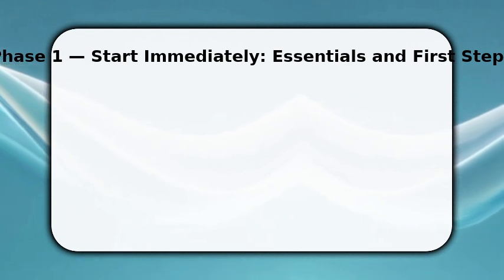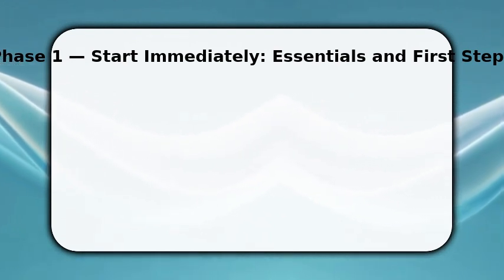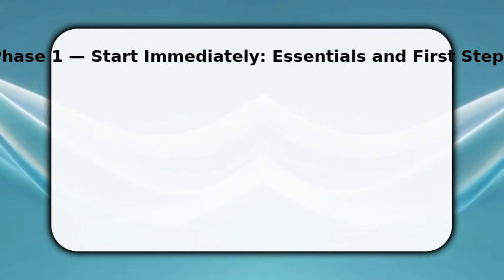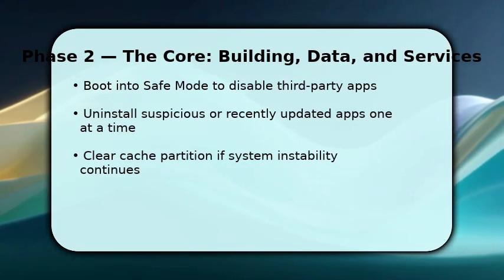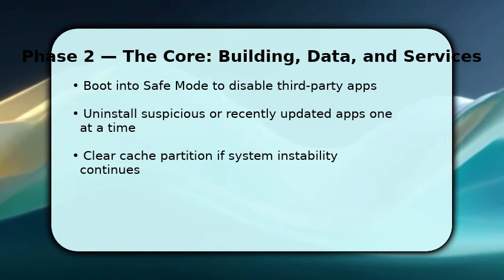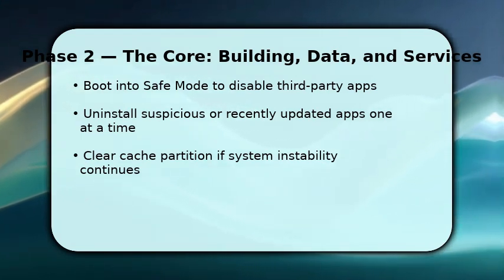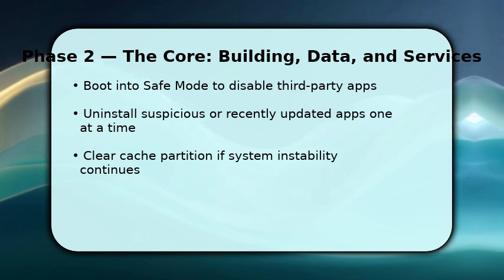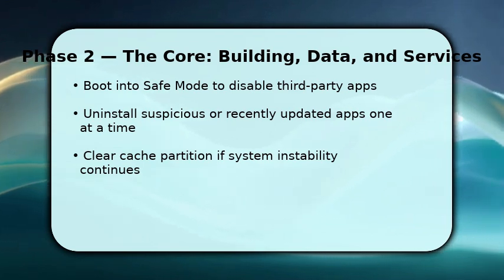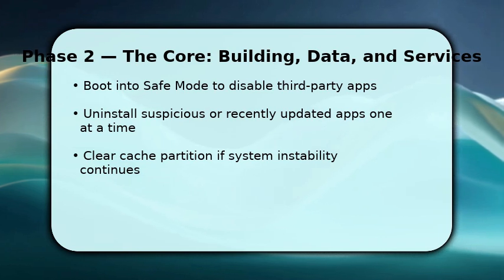Once in safe mode, third-party apps are disabled so you can isolate causes. You boot into safe mode by holding the power menu and long pressing power off, or using the hardware method for your model. Follow prompts and observe stability. If the phone stays on, uninstall the most recent or suspicious apps one at a time and reboot between removals.